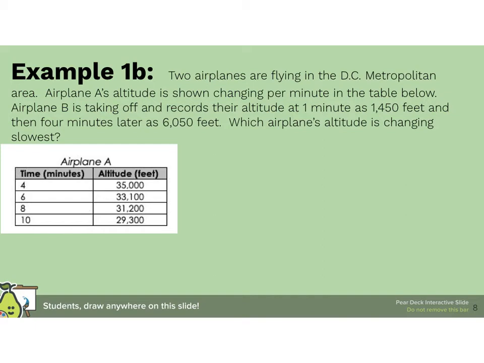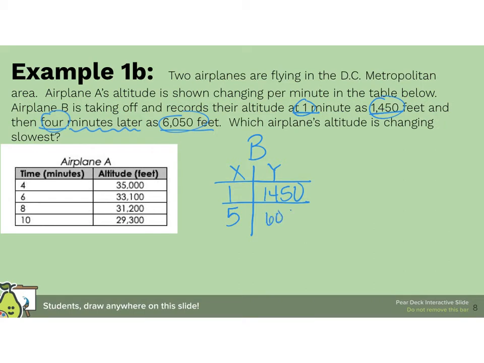So airplane B, they didn't give me a table or a graph, but they gave me these numbers. And these numbers make 2 ordered pairs. So for airplane B, I'll just put it in a little table like this. So the first ordered pair is 1, 1450. And the second ordered pair is 4, 6050. Actually, no, it says 4 minutes later. So I need to add 4 to the 1. So it's actually 5 and 6,050. That was a good catch. You have to pay attention to all the words. So it's actually 5. So I'm going to go ahead and find my slope.